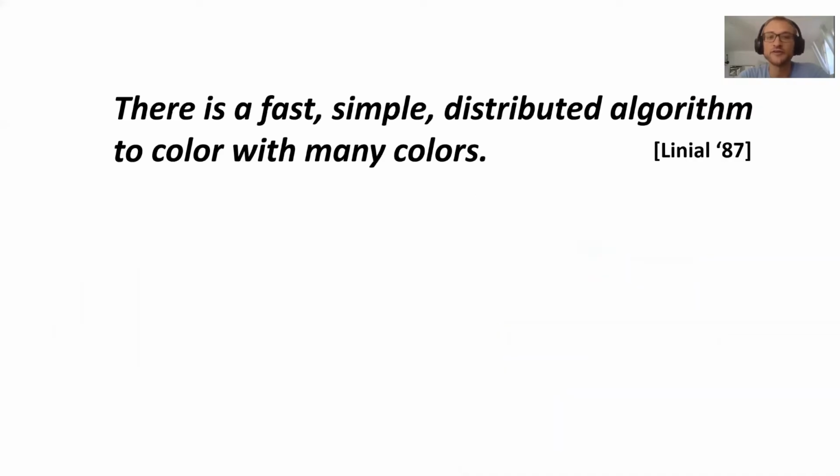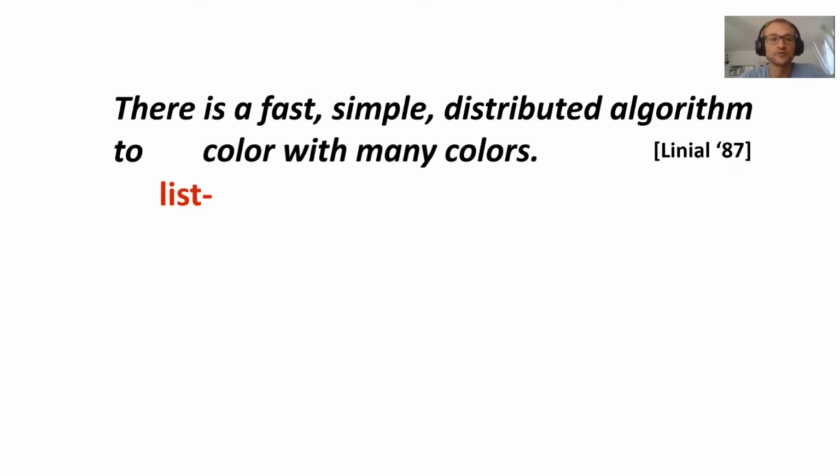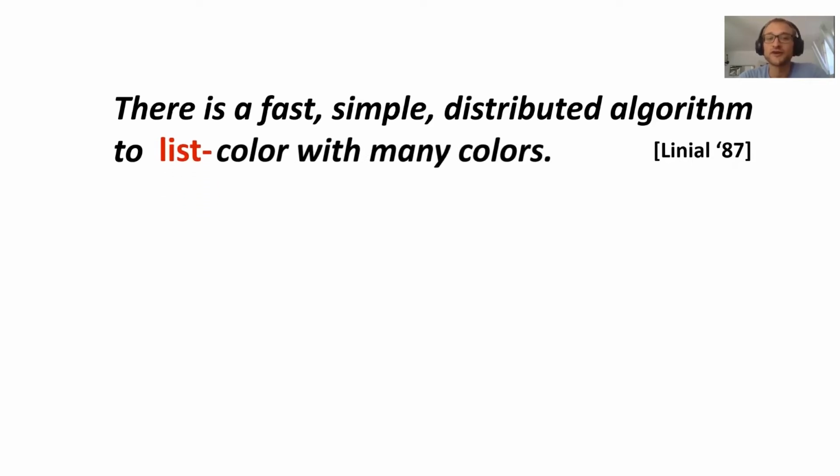And the oldest result in this area is by Linial, and he showed that there exists a fast, simple, deterministic, distributed algorithm to color such a network with many colors. In this paper, we show an equivalent version of this result, but we show that there exists a fast, simple, distributed algorithm to list color with many colors.